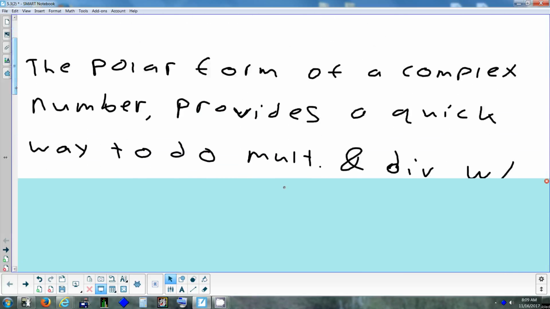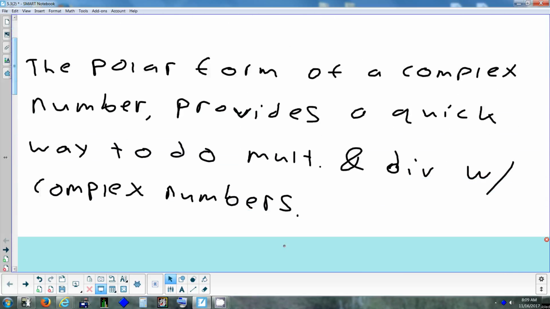So that's what I just said. There are other advantages to polar, but the main advantage that I'm teaching you is that it gives you a quick way for multiplication and division. In fact, based on the numbers, you'll probably be able to do them in your head. Without, I mean, if they're huge numbers, you can't.